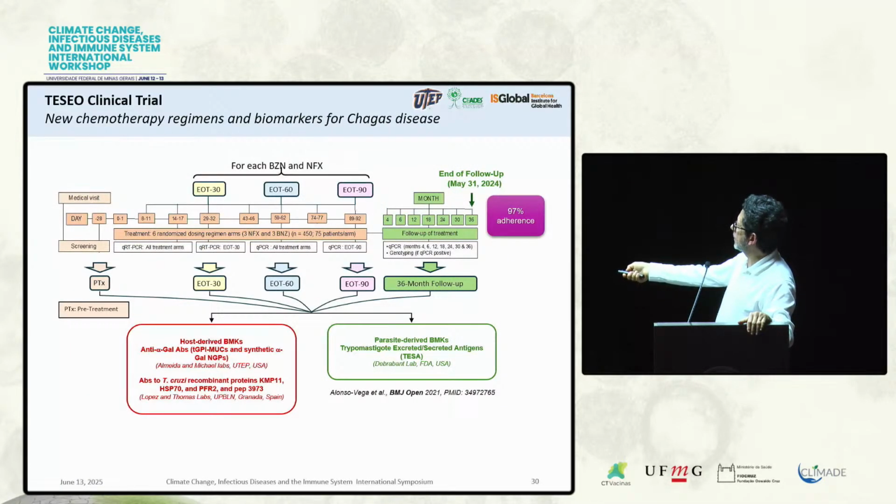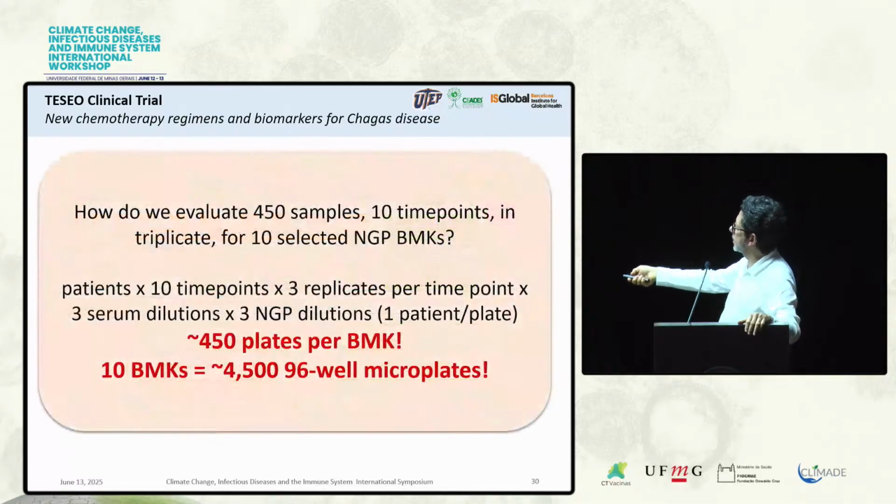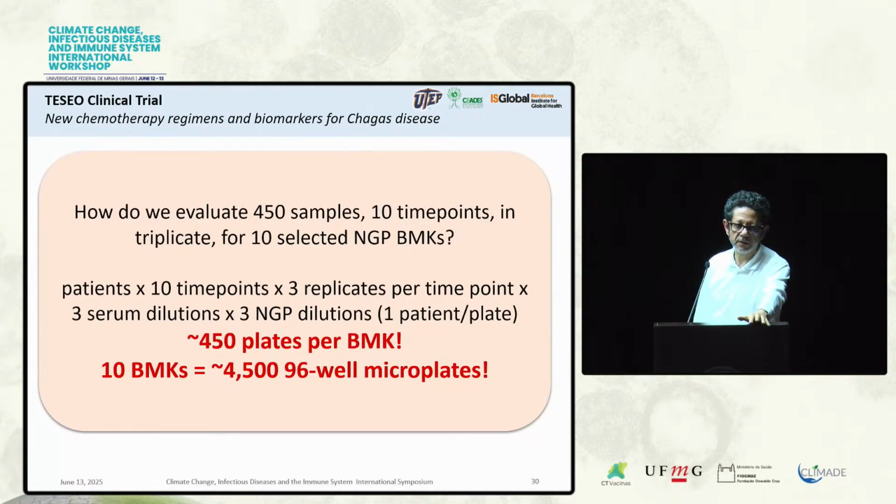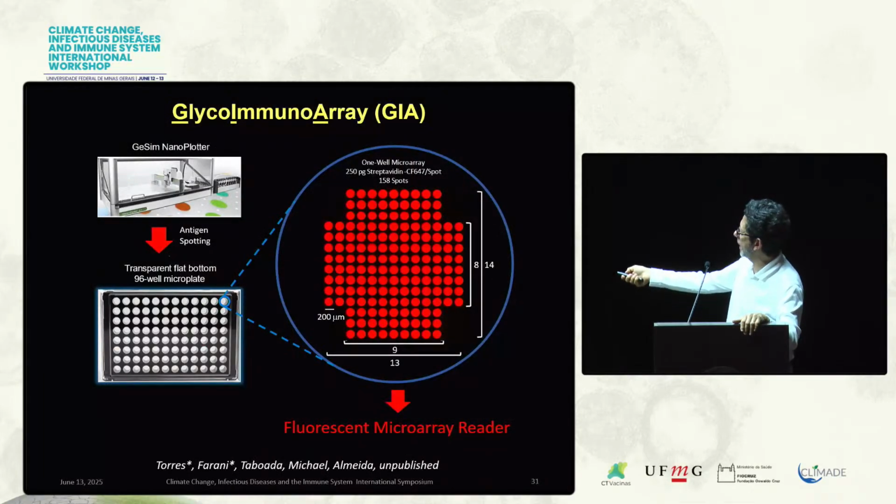And then we're going to do the same for the Teseo clinical trial. One problem we had is that we have 10 selected biomarkers and 450 patients, with about 10 time points for each. That's about 4,500 points, and we're going to take 450 ELISA plates for 10 biomarkers. That means we have to run 4,500 plates, which is a pretty bad task. So we developed this glycoamine array called GIA.